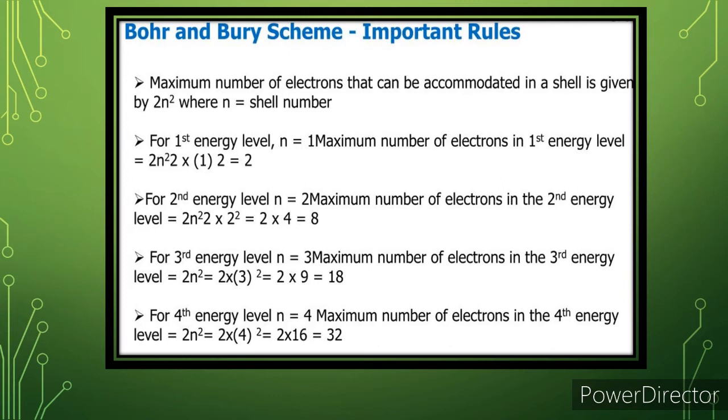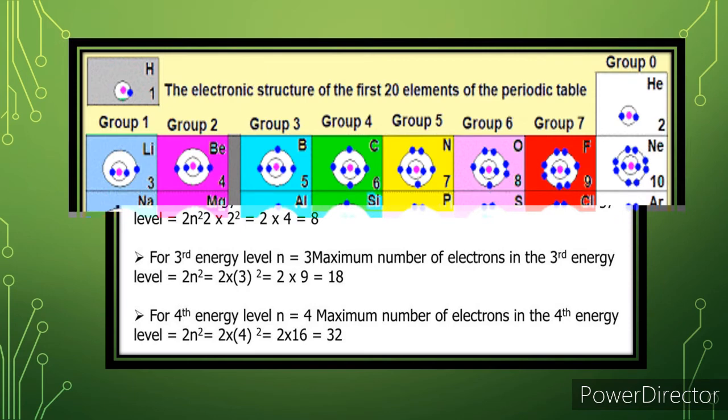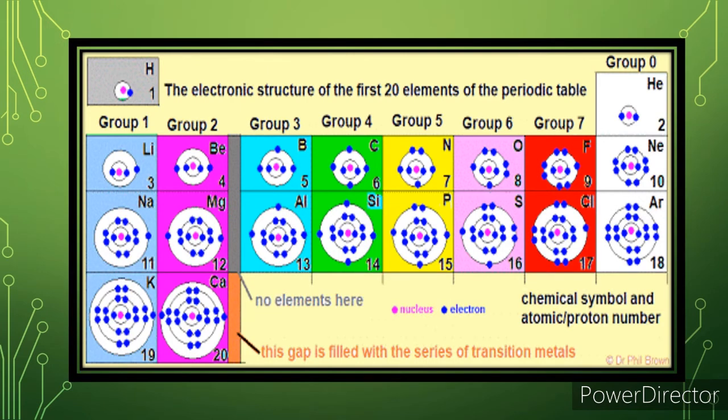And one more point I want to point out here. The residents in the nucleus are called nucleons. What are the residents inside the nucleus? Yes, protons and neutrons.